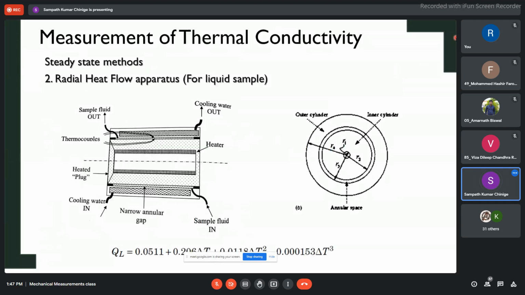Right, now let us move on to the next topic, which is the radial heat flow apparatus, which we also call the guarded hot plate apparatus for liquid samples. How do we use that? This is the front view that we are seeing here, and this is the side view. This direction, whatever we are viewing, is shown here. So what is the difference between a liquid and a solid when it comes to heating? If you are heating a solid material from the bottom, for example, what happens?